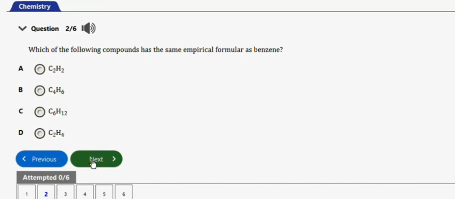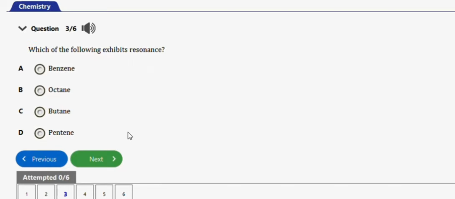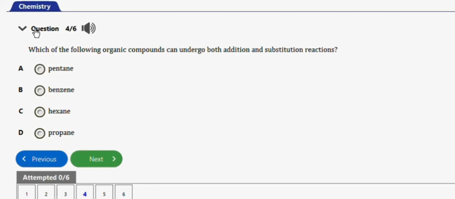The next question will be this one. It says, which of the following is the base resonance? So the answer is obvious, option A, benzene. That's the correct answer. The next question will be this one. It says, which of the following organic compounds can undergo both addition and substitution reactions? So it's still benzene, guys, option B.